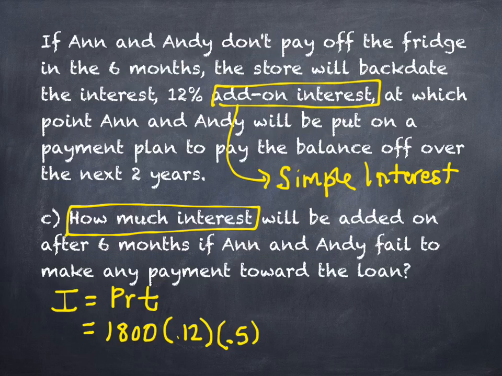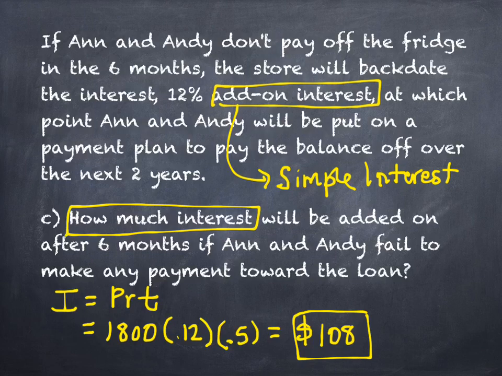Okay? So we're going to take 1,800, 0.12, and 0.5, and we're going to figure out how much interest we are going to now owe for that past 6 months. And it's a dollar amount, so of course we're going to put a dollar sign. How much is this going to be? 108. That is exactly right. So you might look at that and say, okay, well, that's not that bad. So let's see what happens as we continue down this line of owing this amount of money.